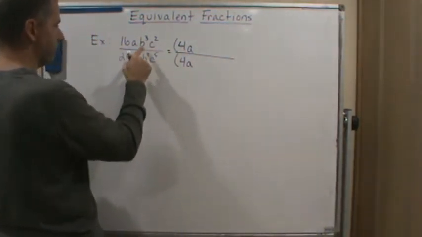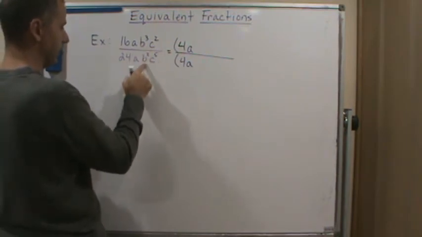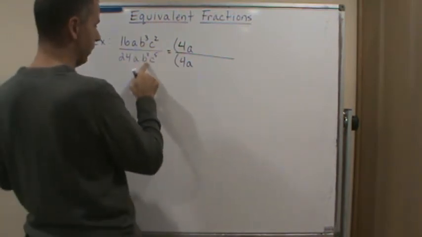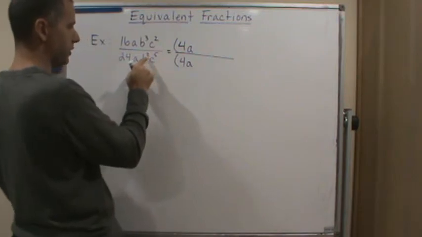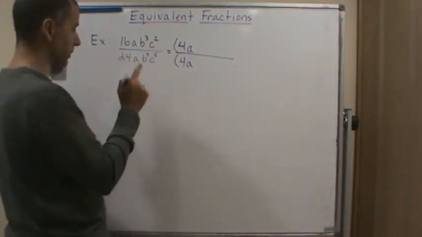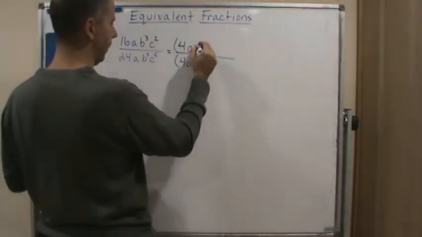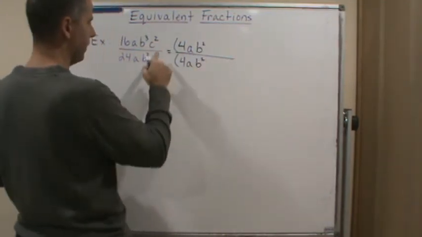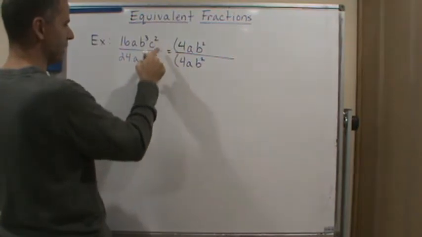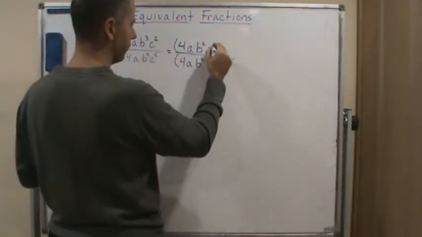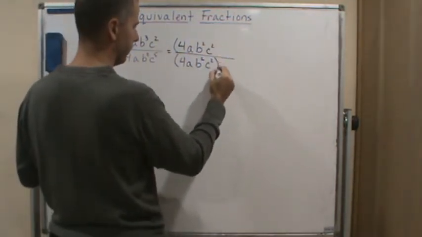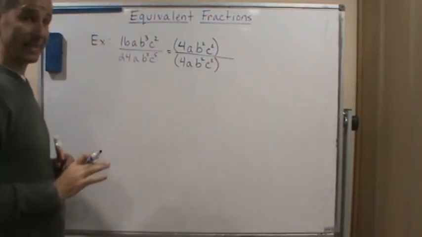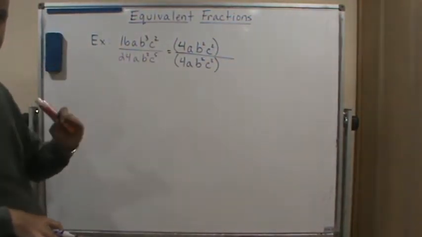And what's the greatest common factor of the B's? That's going to be b squared. Remember, the lowest exponent is the limiting exponent, so it's going to be b squared. And then for the c's, it's going to be c squared. So now that's the greatest common factor of the top and the bottom.